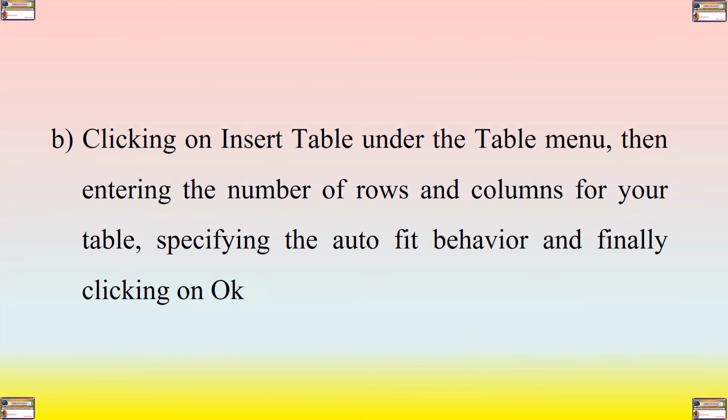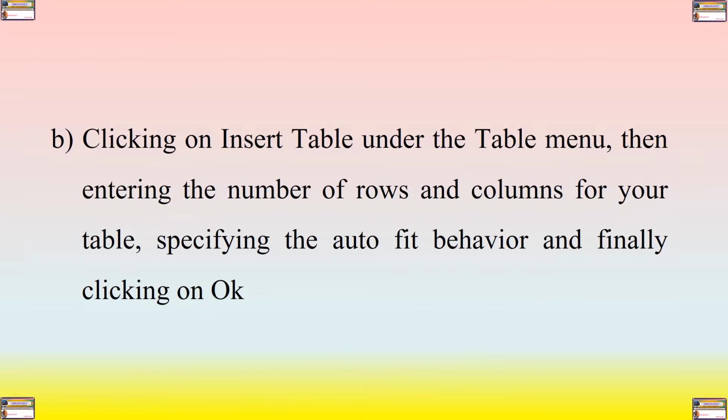The second method of creating a table is by clicking on Insert Table under the table menu, and then you enter the number of rows and columns for your table, while specifying the auto-fit behavior, and finally you click on OK. This method is good because it gives you the opportunity to decide how many rows and columns you need for your table, depending on the amount of data that you want to accommodate within a table.